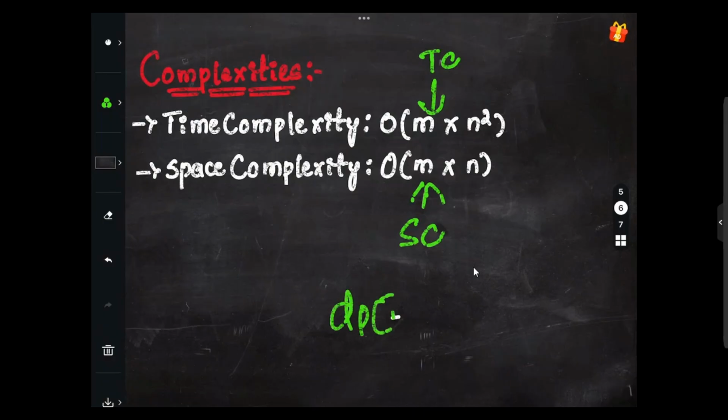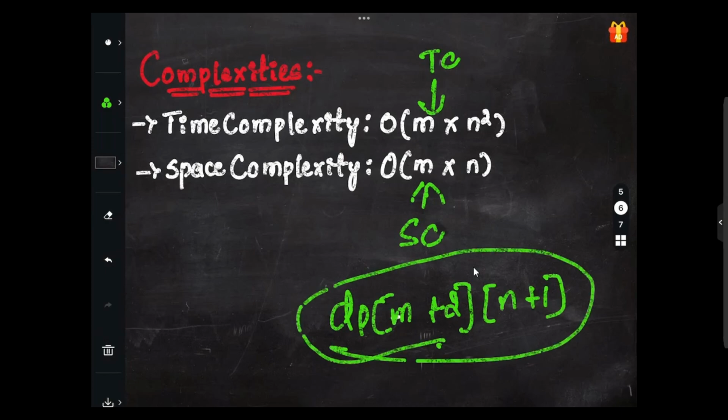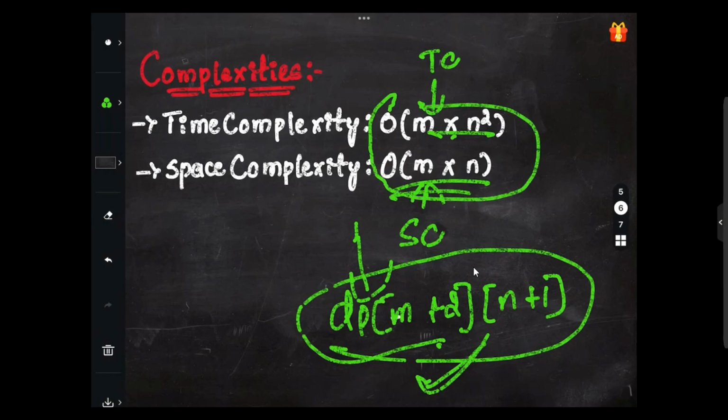The dp table we will be considering will be of size dp of m plus 2 into n plus 1. Sorry, big O of m into n, since the dp table size is m plus 2 and n plus 1. So the time complexity and the space complexity for the code that we'll be writing would be big O of m into n square and big O of m into n respectively.